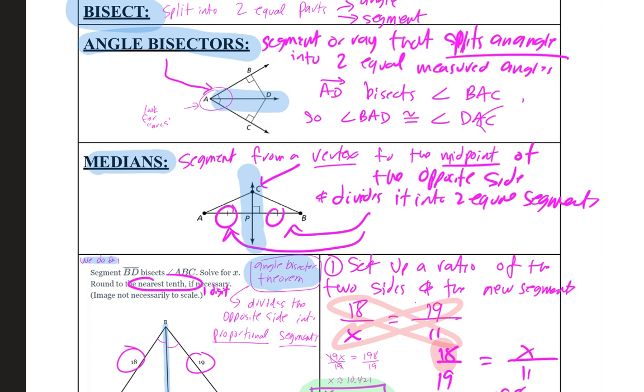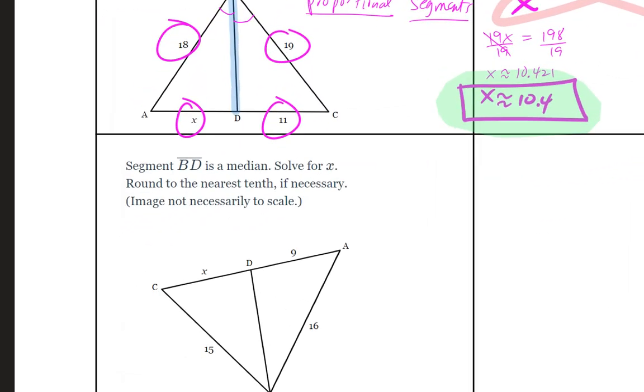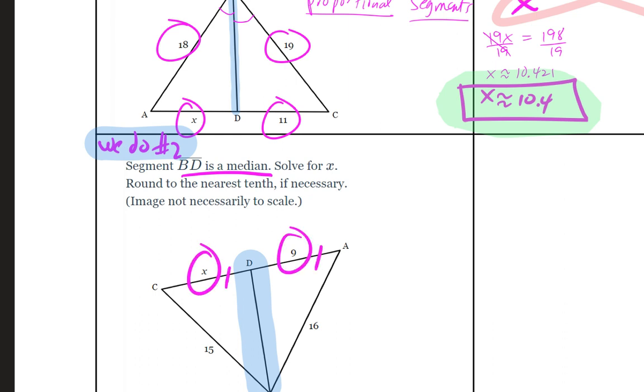So this median right over here splits this. I know it does something to this angle, but what we're talking about is it splits this side into two sides. So let's get right into an example on this. Right over here, this is going to be our we do number 2. It says that segment BD is a median. So we know if BD is a median, let's go ahead and highlight that, BD right over here, that these have to be equal segments, right?